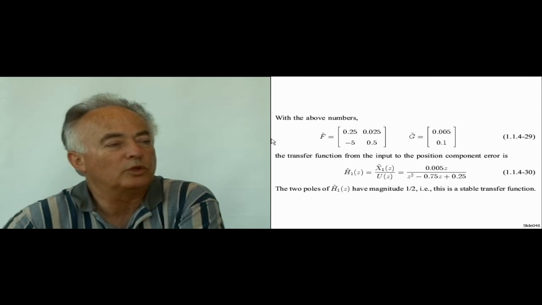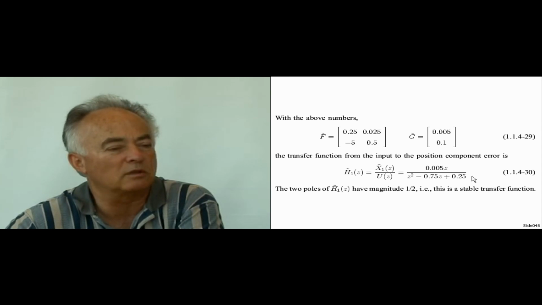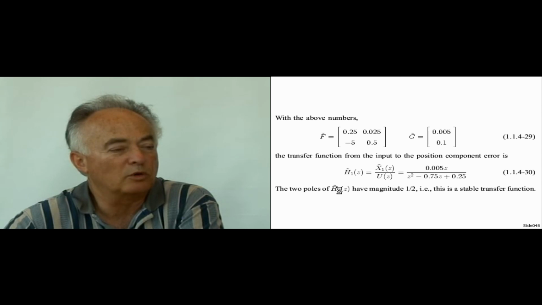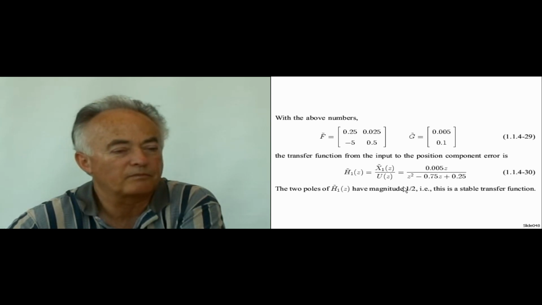And we can put in these numbers and we find the transfer function given by this expression in the Z domain. We can look at the poles of this. It has two poles. They have magnitude half. They are within the unit circle, so this confirms the stability.